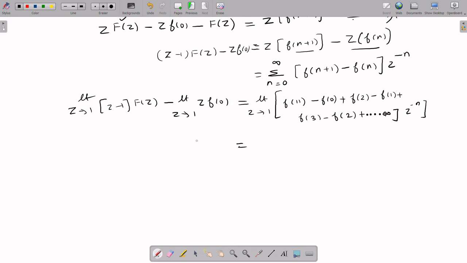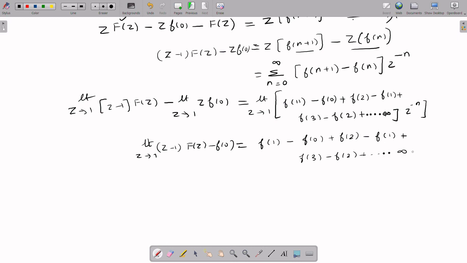When you substitute z tending to 1 here, this side becomes f of 0 alone, isn't it? Limit z tending to 1 of (z minus 1) f of z minus f at 0 alone you have. When you substitute z tending to 1 here, this expansion alone we have: f of 1 minus f of 0 plus f of 2 minus f of 1 plus f of 3 minus f of 2 plus etc up to infinity. But for this term, we make it finite.